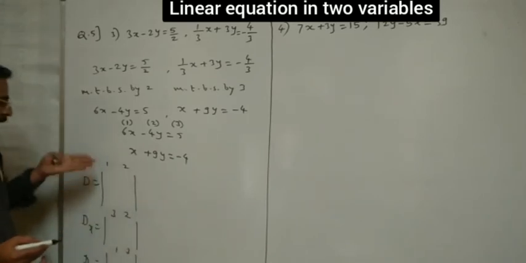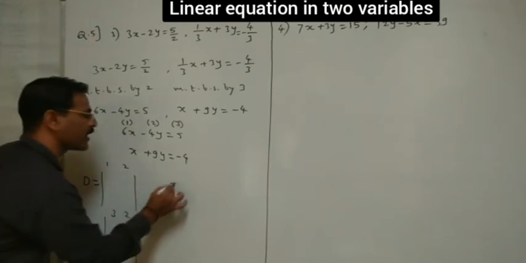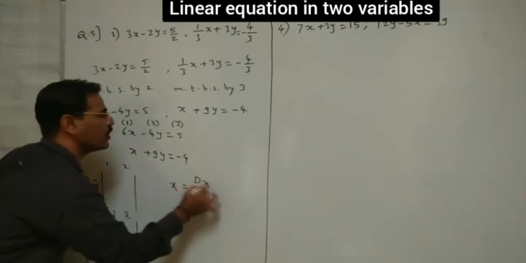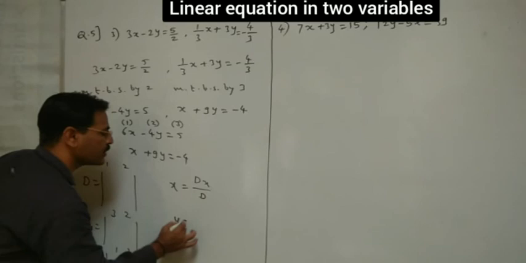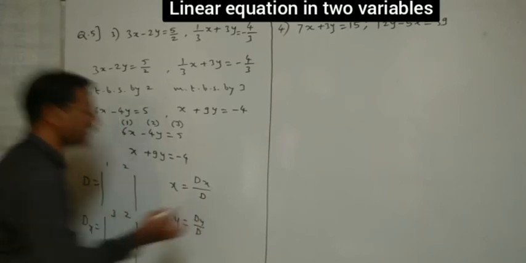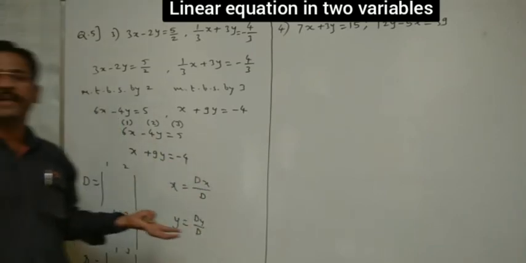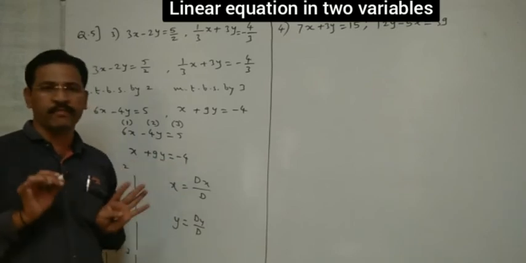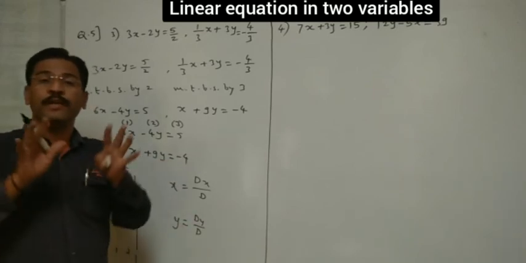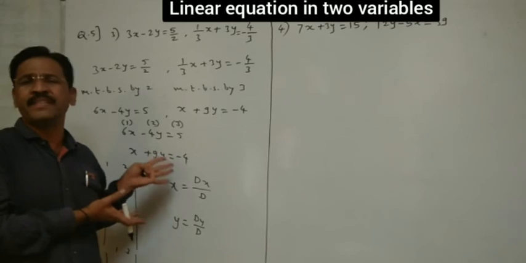Okay, after getting D, Dx, Dy, again by using Cramer's rule, x is equal to Dx by D and y is equal to Dy by D. We'll put the values, and we can get the values of x and y here also. Very simple. Students, try to solve it yourself. This is a very simple one.